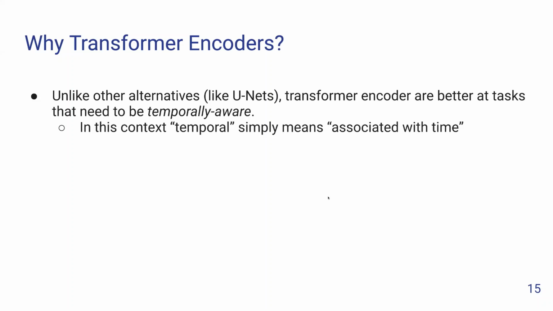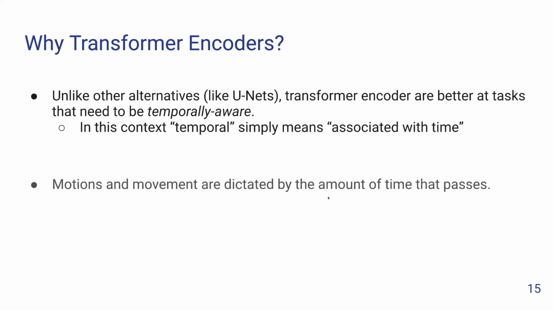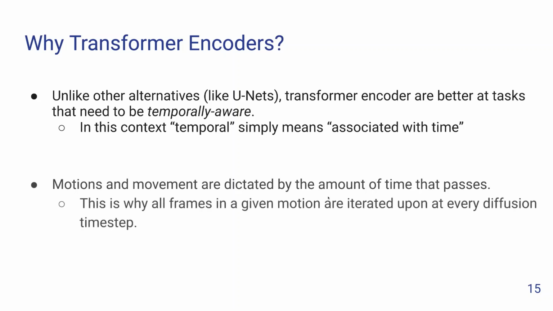So this is important when it comes to the motion domain. Motion and movement are dictated by the amount of time that passes. So at time 0, I might be standing, but at time, I don't know, 50, I might be midway in the air. So time has a huge effect on what the actual joint positions are going to be. So we need to put high importance on it. This is another reason why all frames in a given motion are iterated upon at every time step, because we need to view it all in the same context. We can't view it into different diffusion time step contexts.